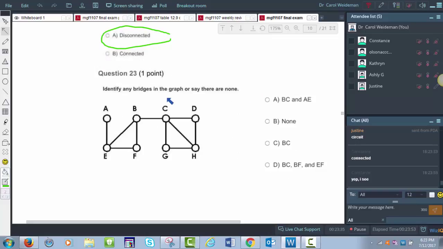All right, so here's a graph. Are there any bridges? Remember, what does a bridge do? If an edge is a bridge, when you remove it, you get a disconnected graph. So are there any bridges here? I can see an easy one right here. BC is definitely a bridge, right? Because if I take that out, I've got two parts to the graph. Is there any other bridge? Yeah, BC definitely. Any others that would create a disconnected graph? There's one more right here, AE. Because if I take this edge out, vertex A is no longer connected to the graph. So the correct answer is going to be A.